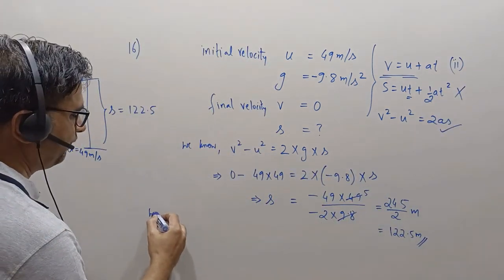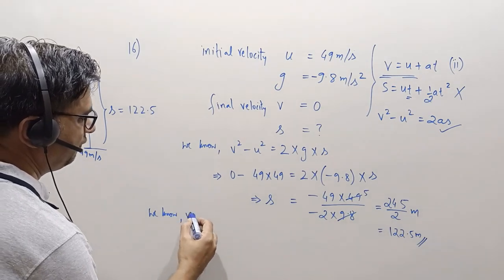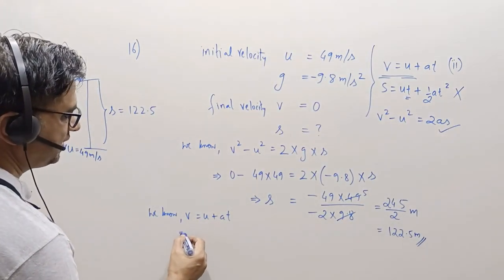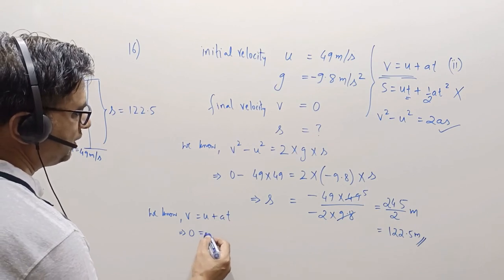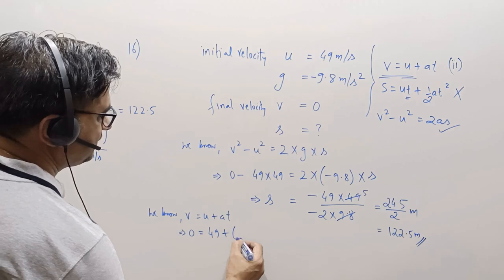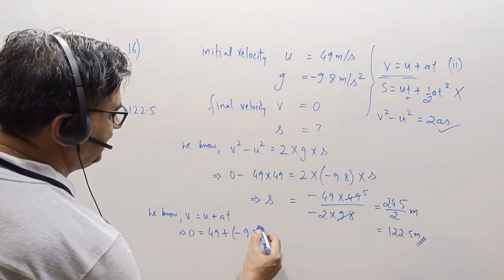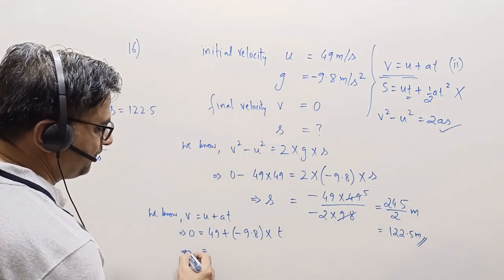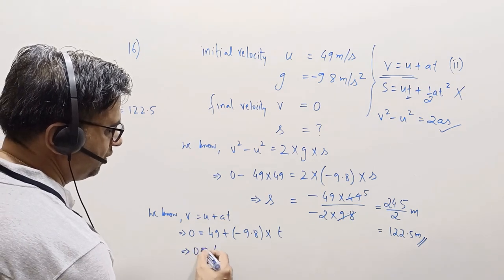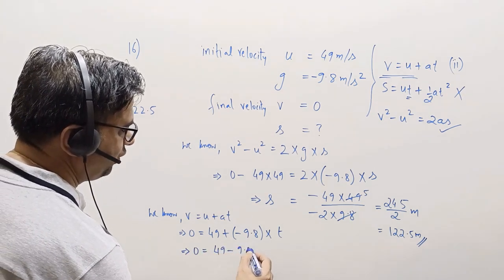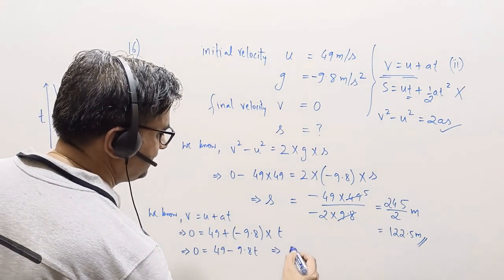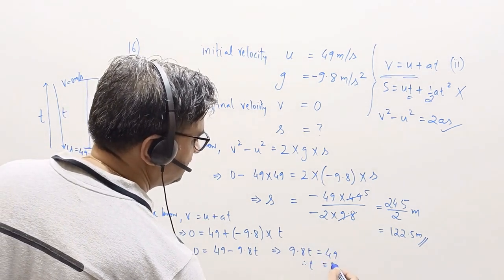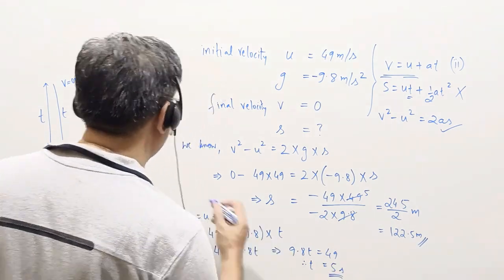We know v is equal to u plus at. Let us take the first part of the journey. So in this case, v was 0, u was 49, plus minus of 9.8 into time is what we have got to find. So this gets us 0 is equal to 49 minus 9.8 t. That implies 9.8 t is equal to 49, and therefore t, if you divide this, you get 5 seconds. This is 5 seconds, folks.